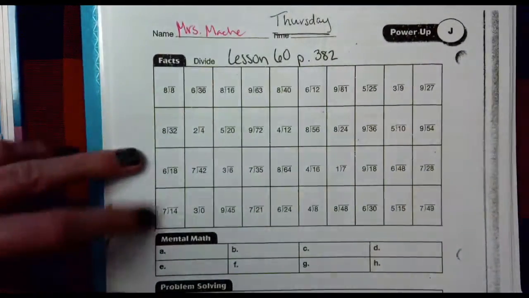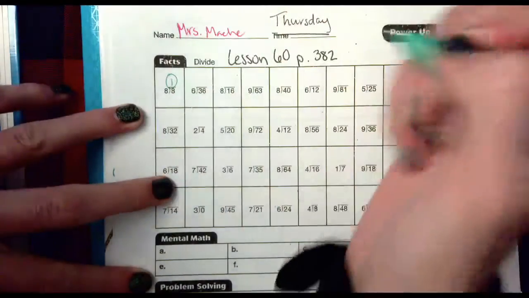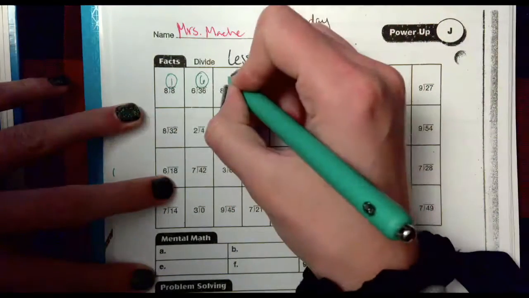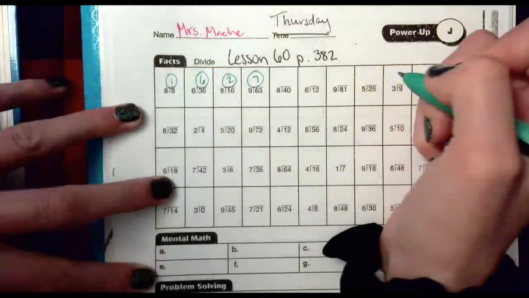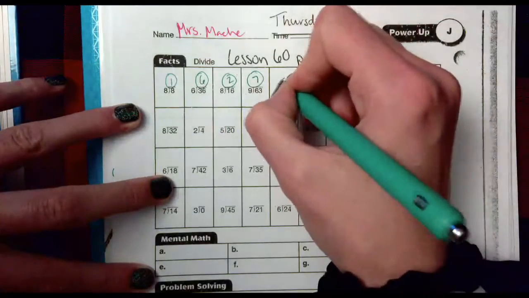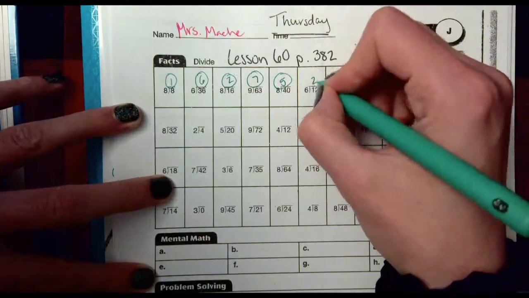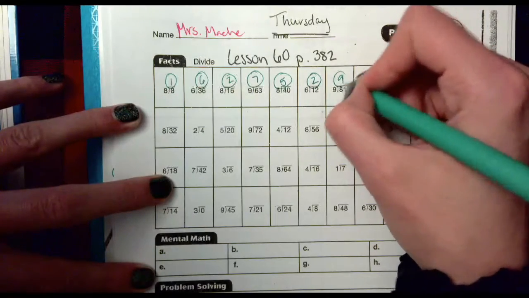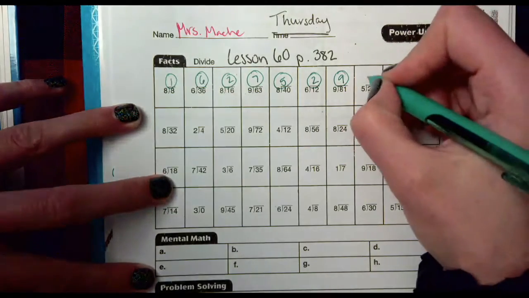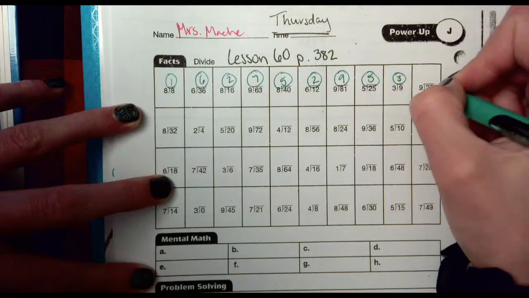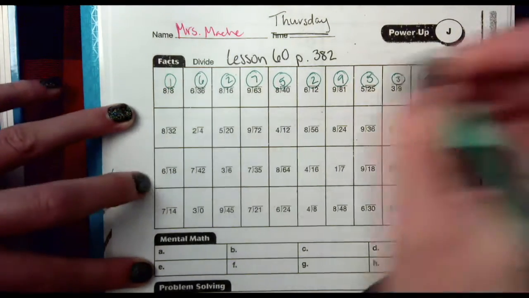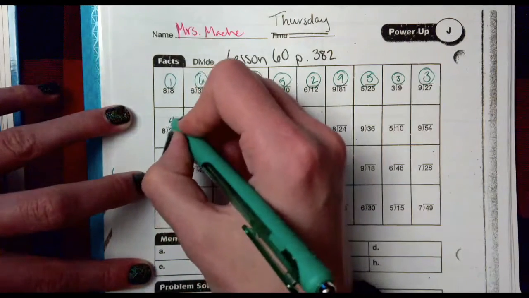8 divided by 8 is 1. 36 divided by 6 is 6. 16 divided by 8 is 2. 63 divided by 9 is 7. 40 divided by 8 is 5. 12 divided by 6 is 2. 81 divided by 9 is 9. 25 divided by 5 is 5. 9 divided by 3 is 3. 27 divided by 9 is 3. 32 divided by 8 is 4.